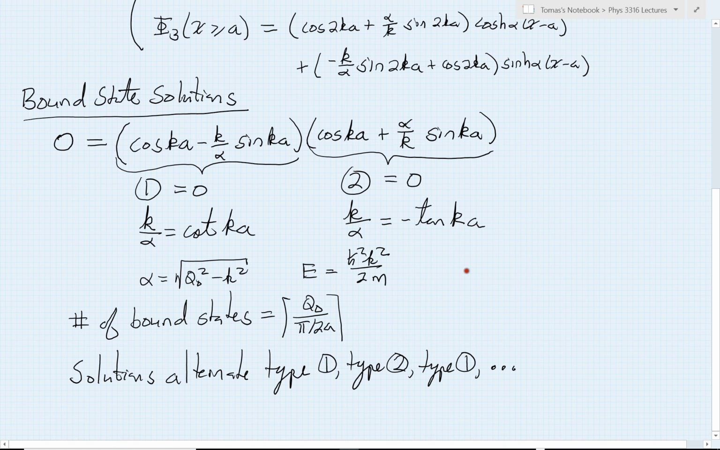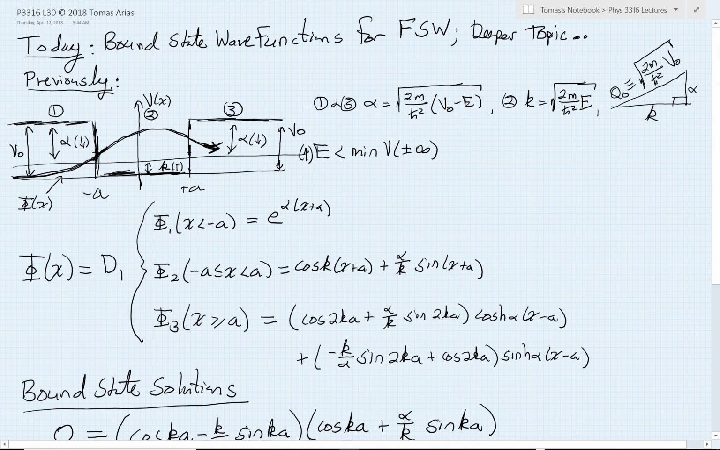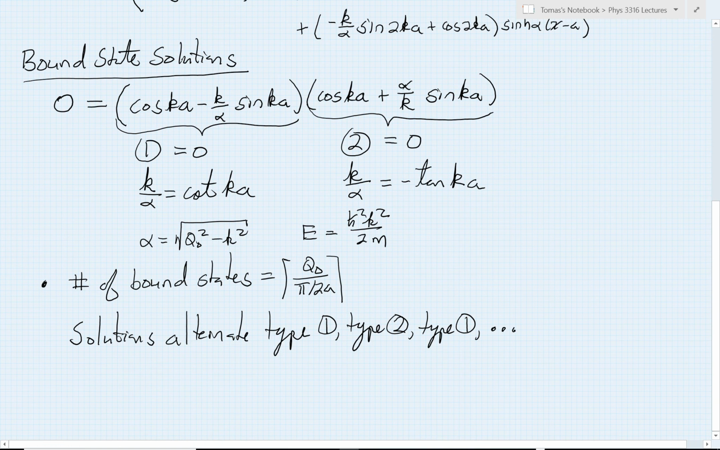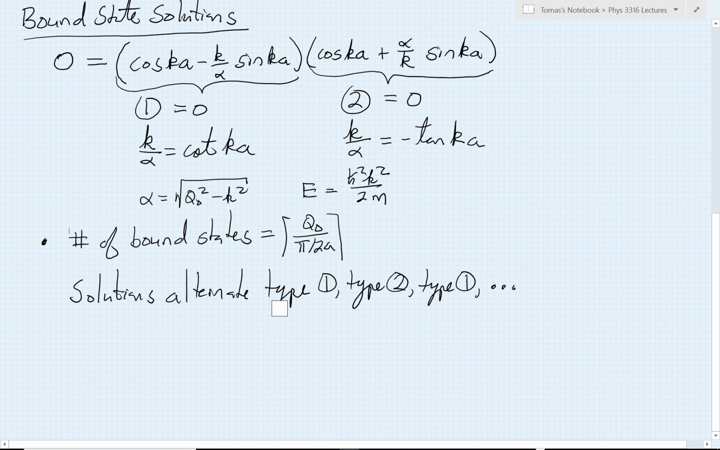Very good. Now, by studying a graphical solution to these equations, we found some very interesting general conclusions. The first was that the number of bound states we could read off immediately from our graphical solution, and that it was the least integer function of this ratio of Q0, which measures the potential strength, over pi over 2a. And because it is this least integer function, we are ensured that no matter how weak the potential V naught is, no matter how shallow we make this potential well, there is always going to be at least one solution. There will be at least a ground state bound in this system, and it will be of type 1.